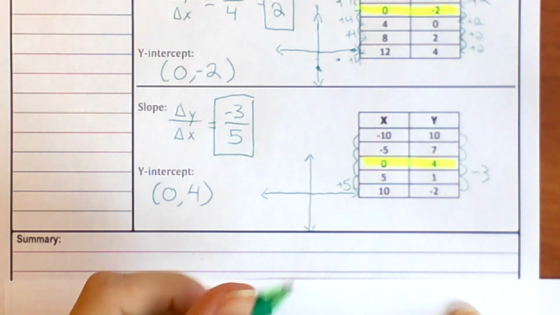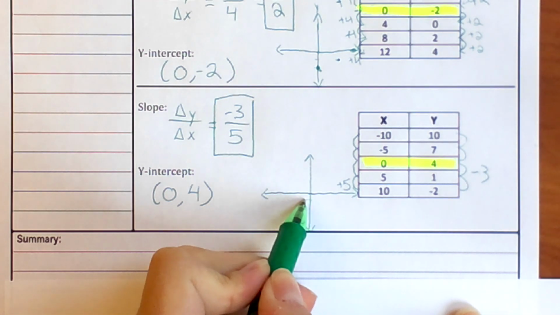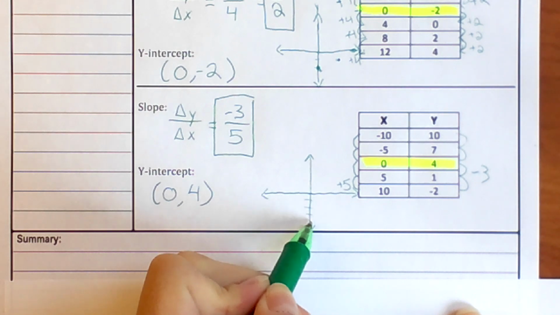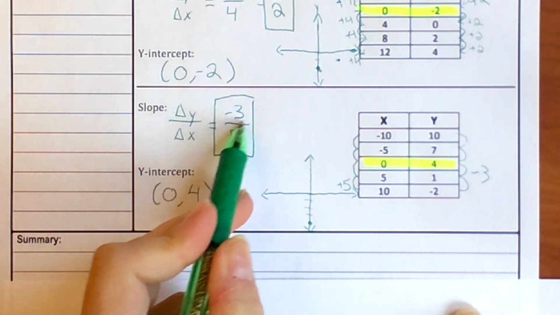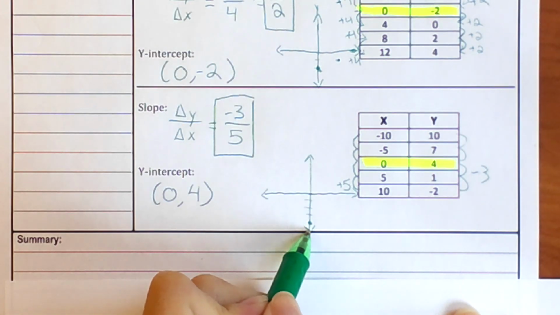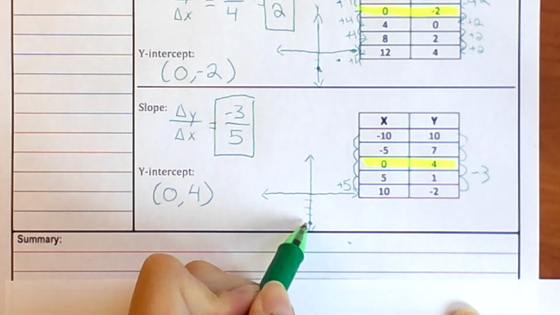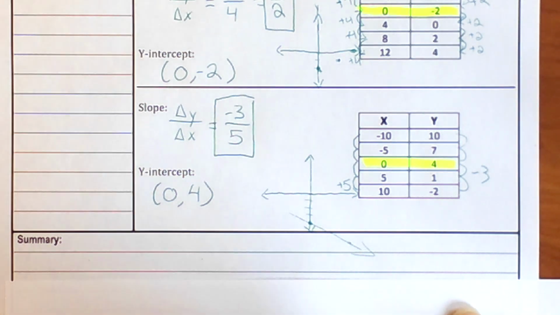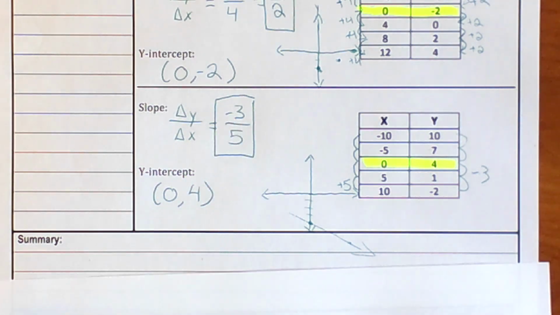So if I graph this, it'd be left and right 0, and then up 4. So there's my y-intercept. And then this is a negative slope, so if I was going to graph this, I'd go down 3, 1, 2, 3, over 5. Down 3 over 5. So this is actually going to go down because this is a negative slope. Okay, let's take a look on the next page.